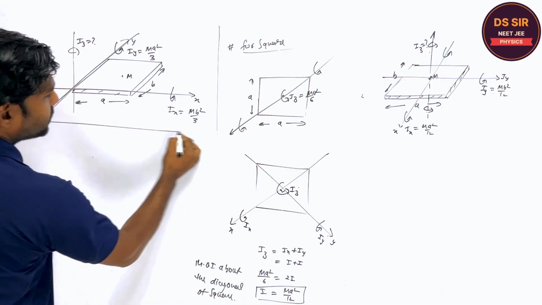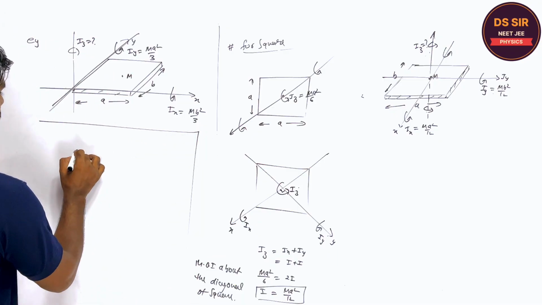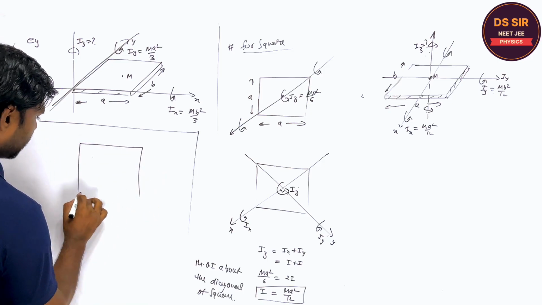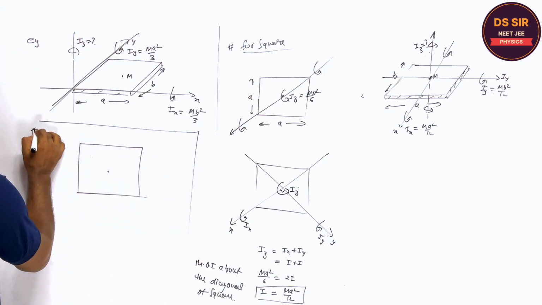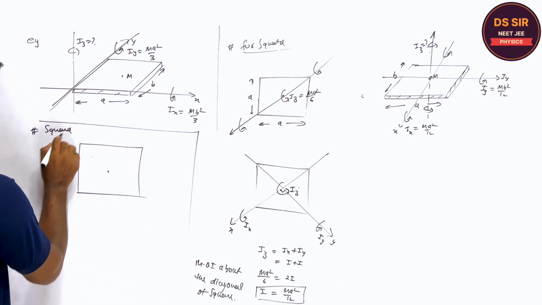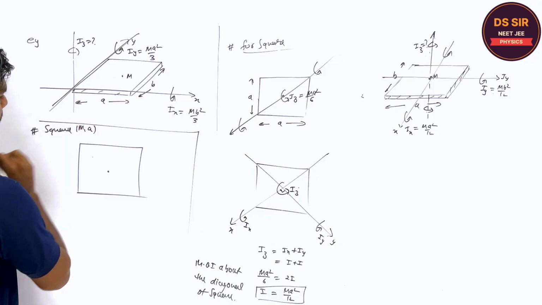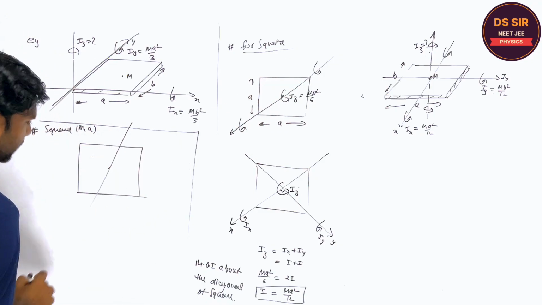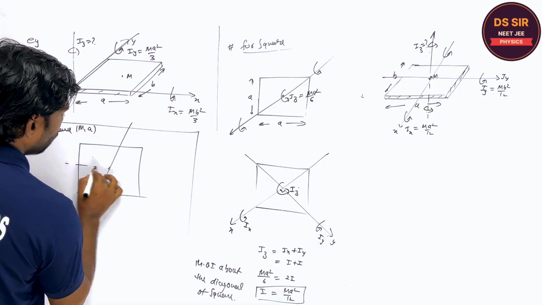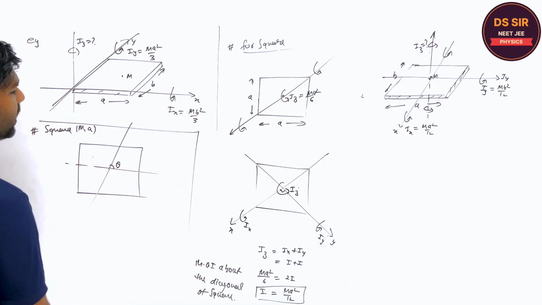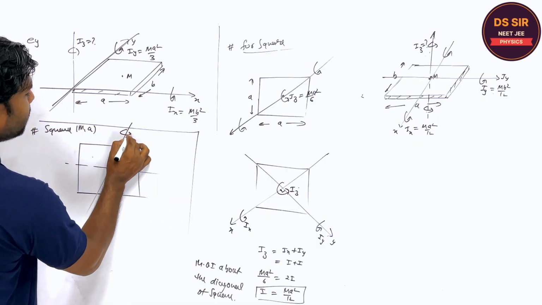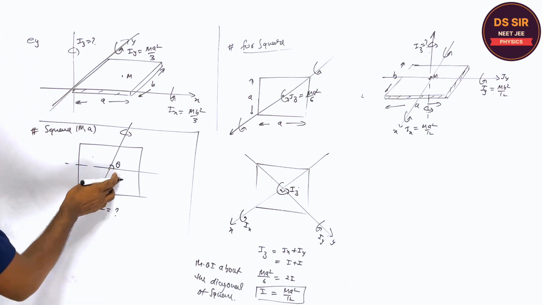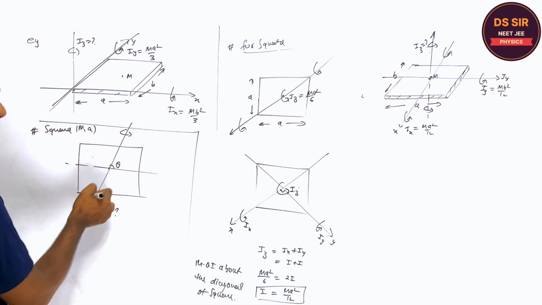Now if you consider another question, suppose we have this square, right? You may write square of mass m, the side is a, and the earlier axis was passing through the diagonal, but I am considering an axis which is passing like this at angle theta. Can you find the moment of inertia about this axis? An axis not passing through the diagonal, right?